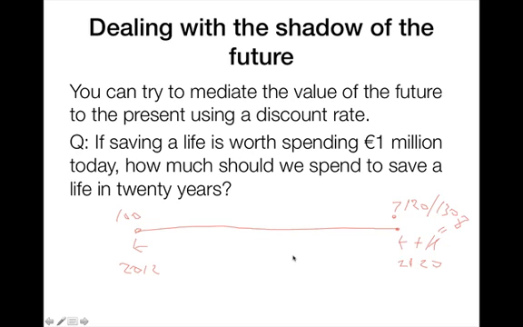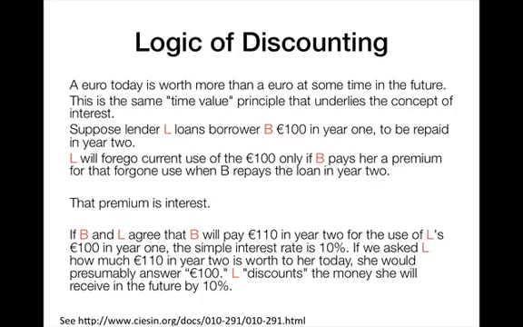And if that sounds like a harsh question, it is harsh. And if it sounds cruel, it is cruel. But you do have to have an answer if you're an insurance company. And it turns out the answer, by the way, is about 150,000. Okay? So we have this discounting.